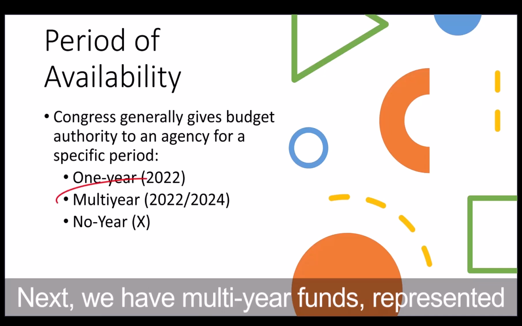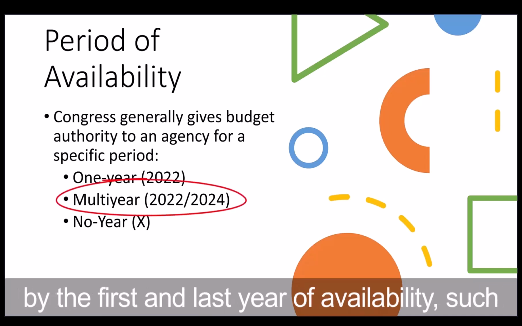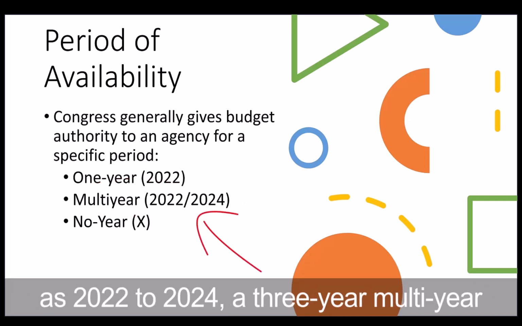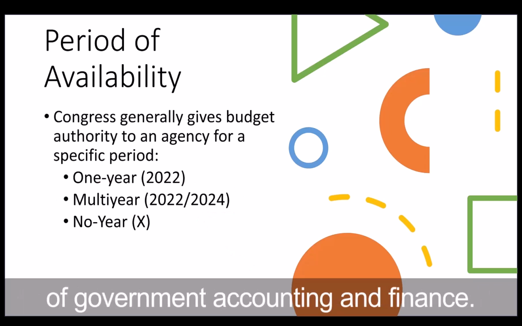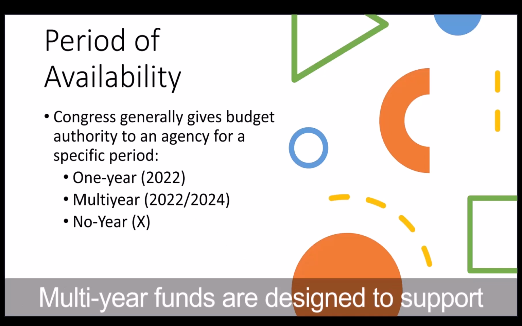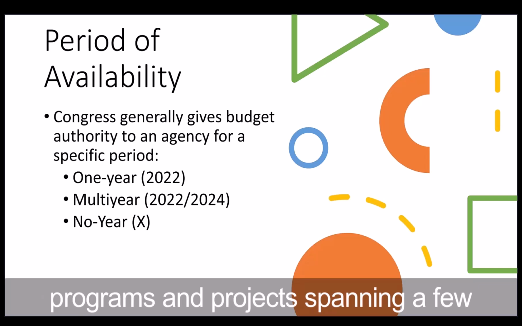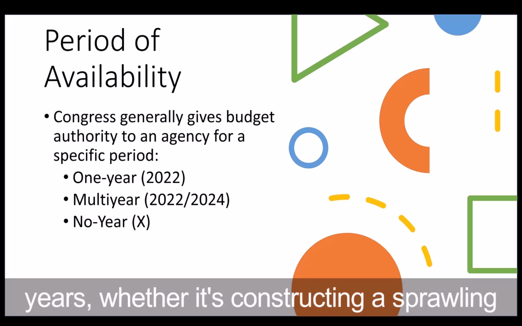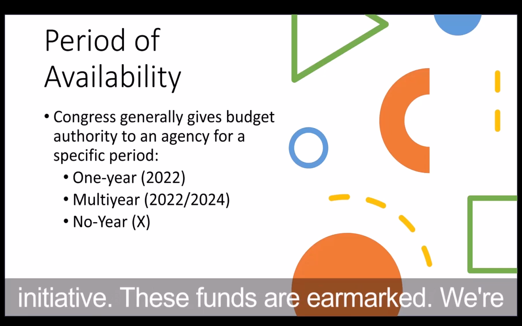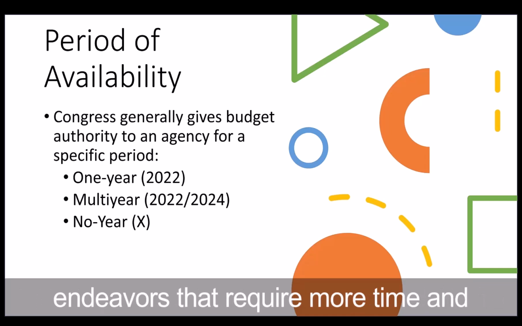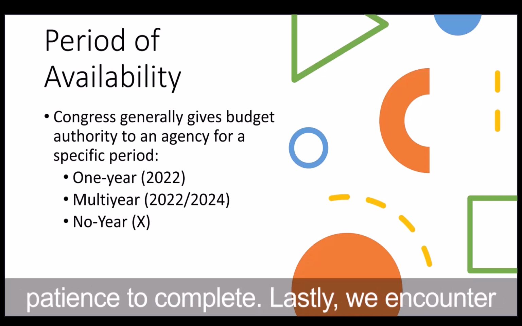Next, we have multi-year funds, represented by the first and last year of availability, such as 2022 to 2024, a 3-year multi-year fund. These are the 10K runners in the world of government accounting and finance. Multi-year funds are designed to support programs and projects spanning a few years, whether it's constructing a sprawling new highway system or rolling out a comprehensive nationwide healthcare initiative. These funds are earmarked for endeavors that require more time and patience to complete.